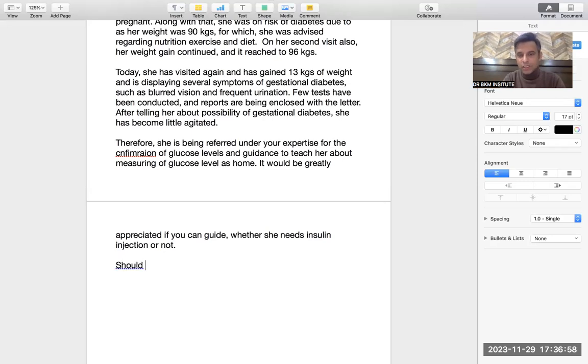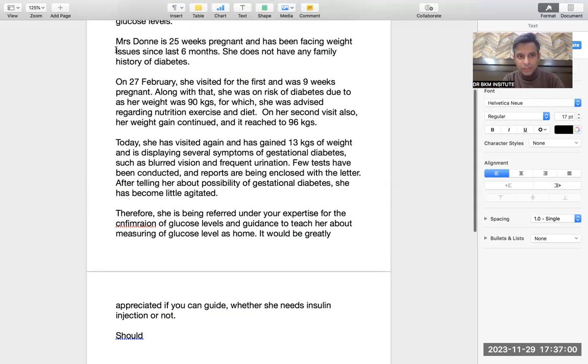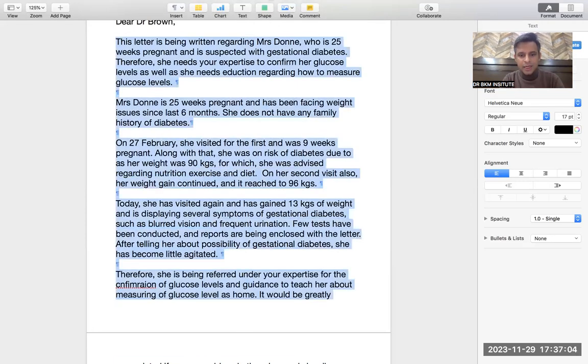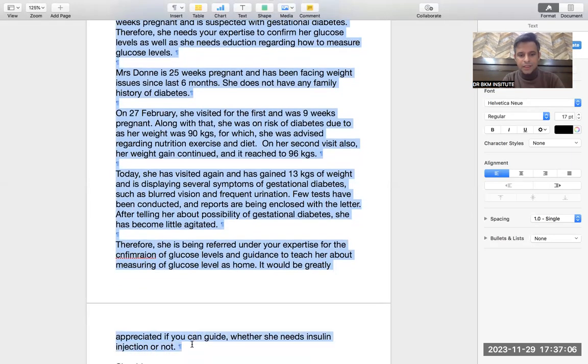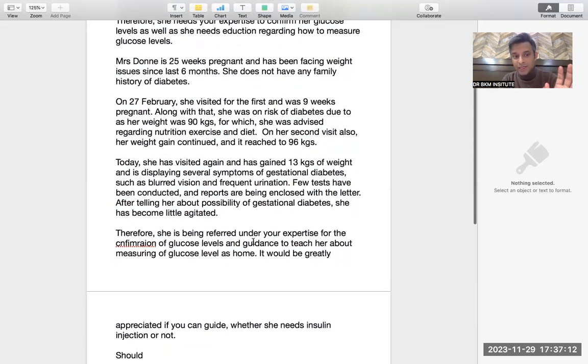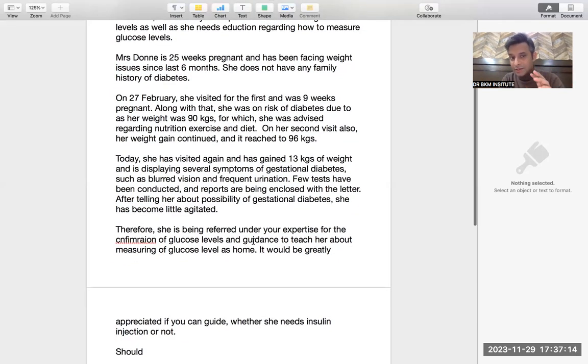Now this is not counted in the word count. Word count is counted only from here until here. You can make 4 paragraphs. You can make 5. Today I have made 5 paragraphs. It is not a problem.